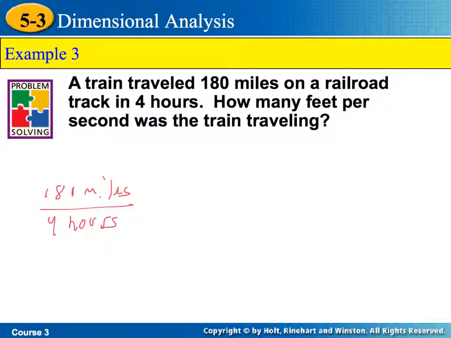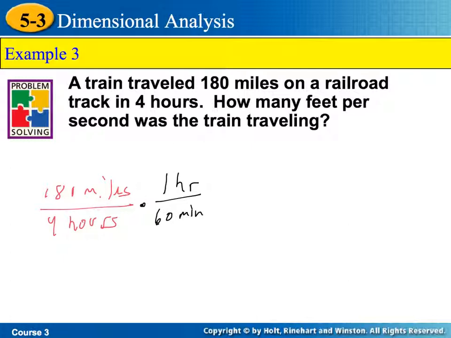So is there a unit between hours and seconds? Yes. What is that unit between hours and seconds? Minutes. Okay, so now it's easy for me to change hours to minutes and then minutes to seconds. Does that make sense? Because we know those rates. I know that in 1 hour there are 60 minutes.